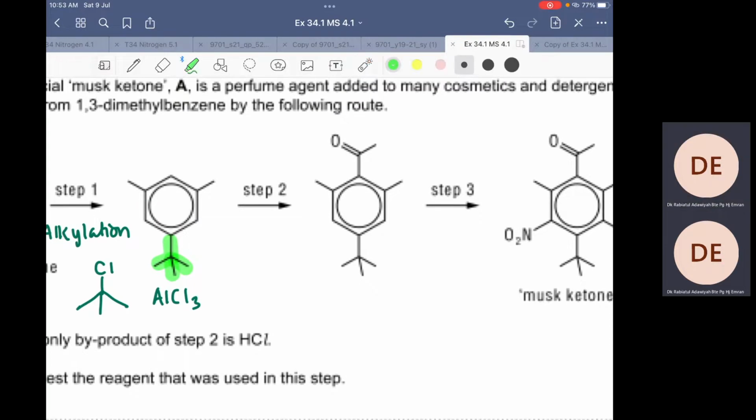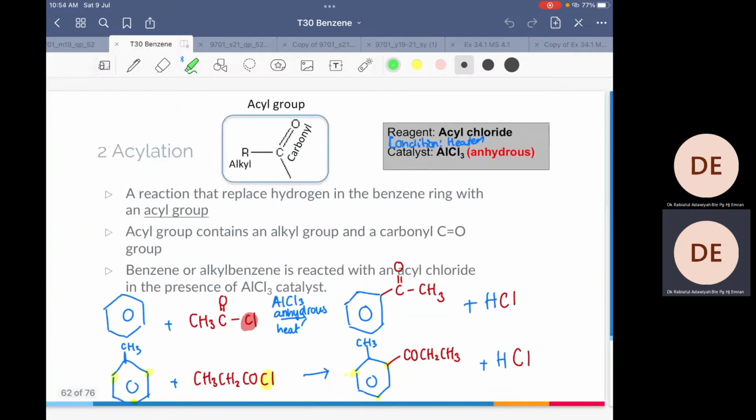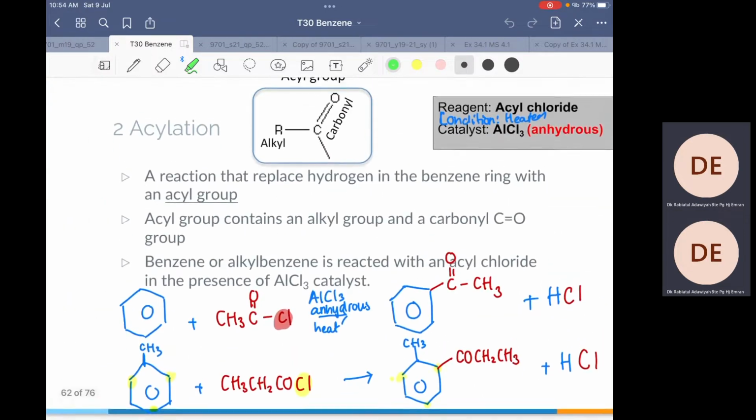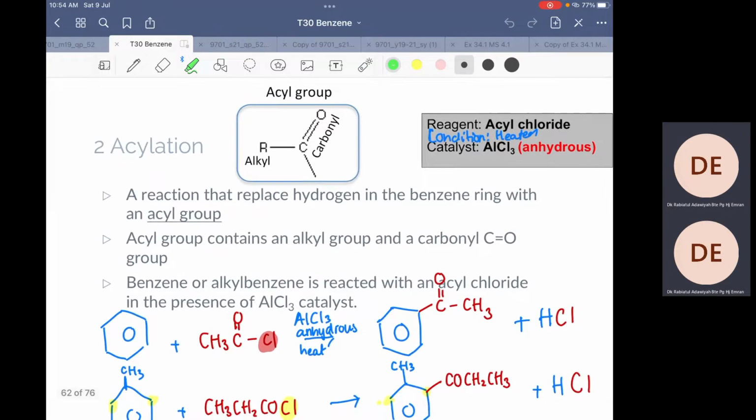Step two, what have I attached this time? C double bond O CH3. What group is that? Yeah, I know it's a ketone, but can anyone identify that group? C double bond O with a CH3 is an acyl group, okay? Yes, you are right, it is a ketone, but it's a ketone because it has C double bond O to both carbons. If it's a hanging bond here, then it's just an acyl group, okay?